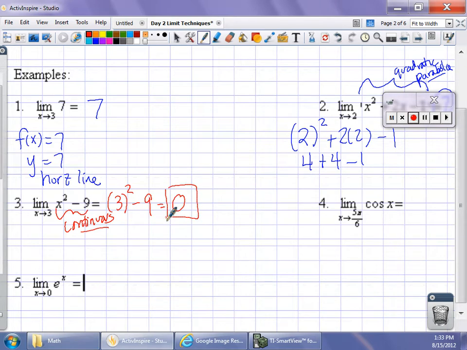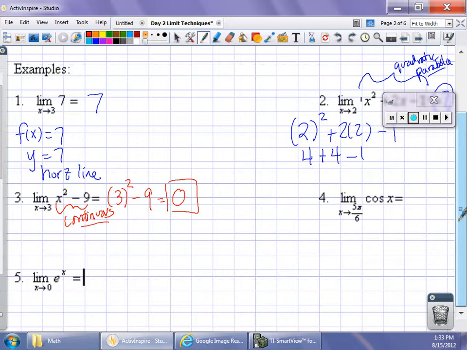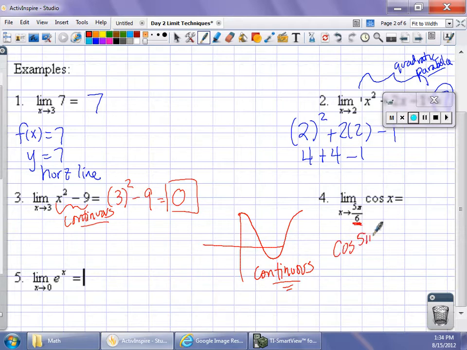Number 4, cosine. We know that cosine has a period of 2 pi and looks something like that. We know that cosine is a continuous function, with no breaks, gaps, or holes. So, since it's a continuous function, as we approach an x value of 5 pi over 6, the y value would be what we get when we substitute 5 pi over 6, cosine of 5 pi over 6. Remember that 5 pi over 6 is in the second quadrant.